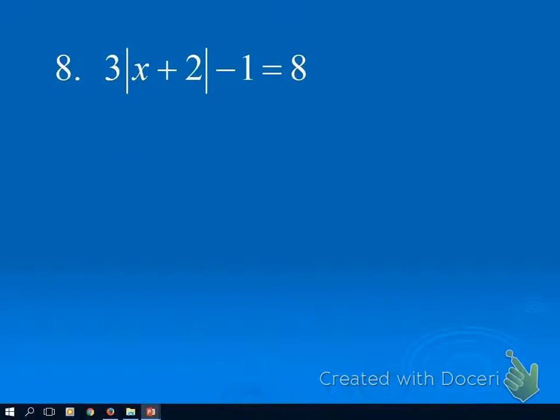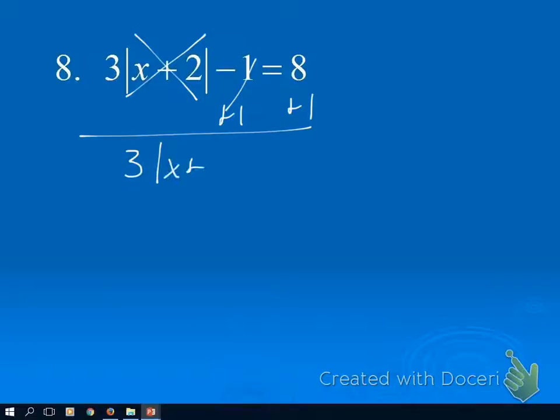Okay, so for example, this guy, right? You could try to treat this as one giant x. If that were 3x minus 1 equals 8, what would you do first? 3x minus 1 equals 8. Well, you would add 1 to both sides first, right? We're going to do the same thing here. Absolute value bars are not alone. They're not by themselves. So we don't know what distance we're trying to drive right now. So we got to add the 1, then divide by the 3.